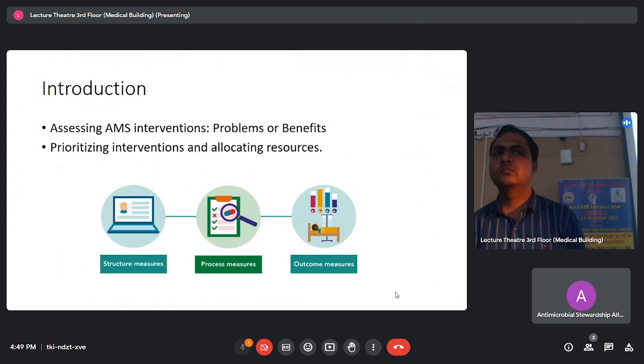The last 6 years of my journey are based on this, because I am tracking this aspect of myself. So for any intervention, forget about this antimicrobial stewardship intervention, anything you are doing, even your research project, this will apply to yourself.